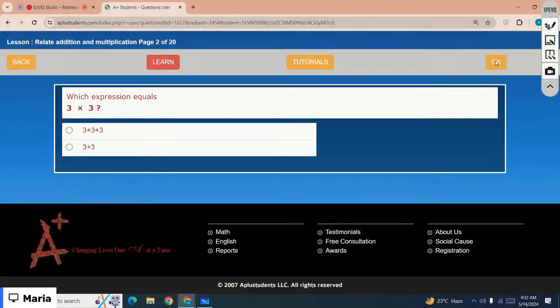Which expression equals 3 times 3, which is the correct option? So 3 times 3 means you need to add 3 three times. So which is the correct option? No, you don't have to find the answer. You have to see which expression is equal. That is option number 1. You are going to add 3 three times.